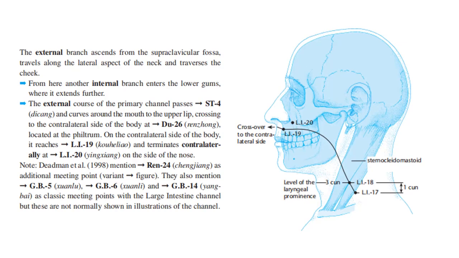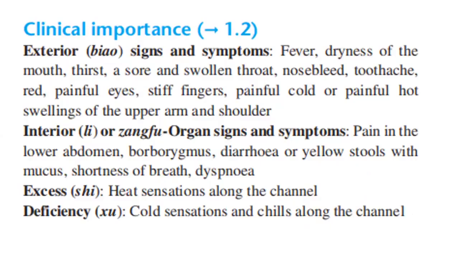Note, Deadman et al. 1998 mentioned Ren 24 as an additional meeting point in a variant figure. They also mentioned GB5, GB6, GB14 as classic meeting points for the large intestine channel, but these are not normally shown in illustrations of the channels.